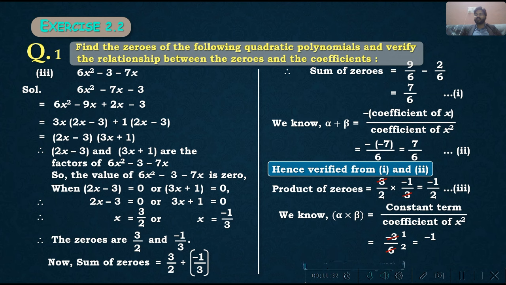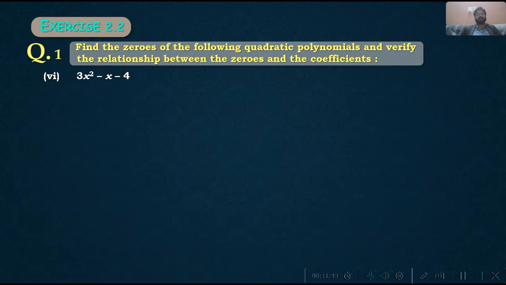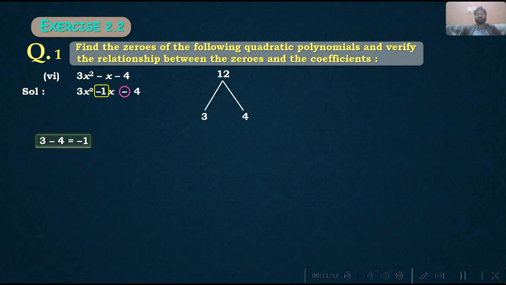Next, we have a question: 3x square minus x minus 4. Here, the product is 12 and the sum is minus 1. So 12 we can break into 3 into 4, and the sum is minus 1, so 3x square minus 4x plus 3x minus 4.